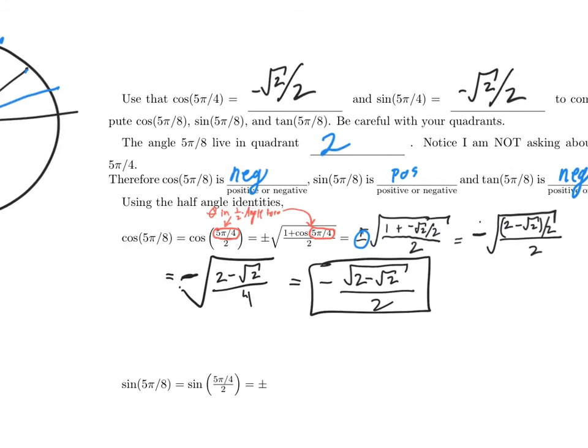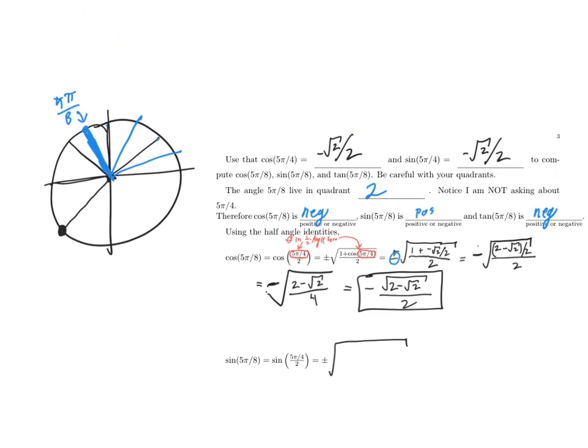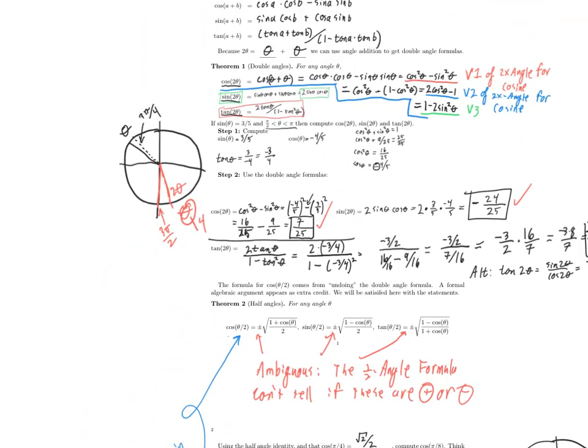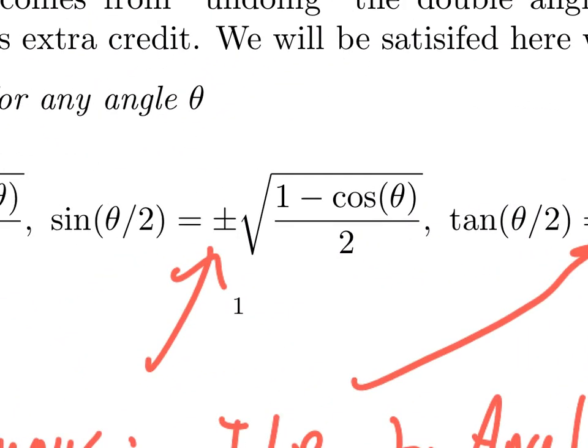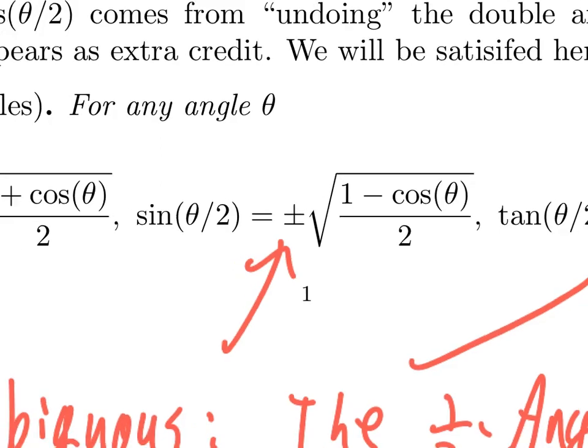Next, let's compute the sine of 5 pi over 8. So that will be plus or minus the square root of, and we haven't done any sine examples yet, but we have that formula. Hasn't been that long ago. There's the half angle formula for sine. Looks the same as the half angle formula for cosine, but there's a minus in front of the cosine instead of a plus.